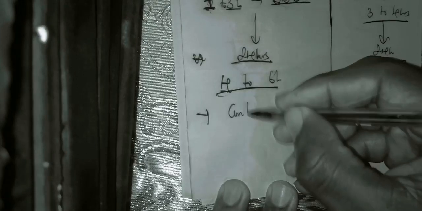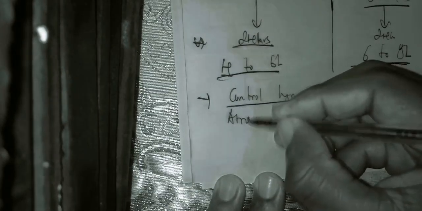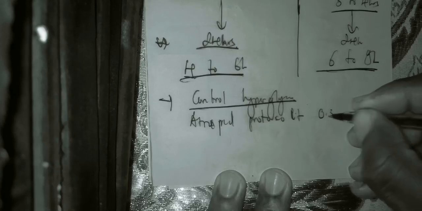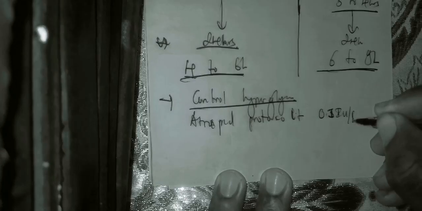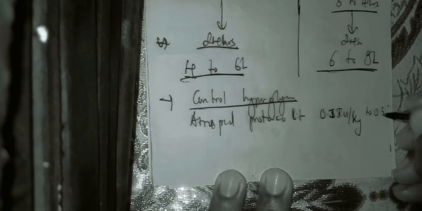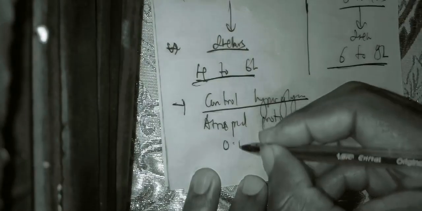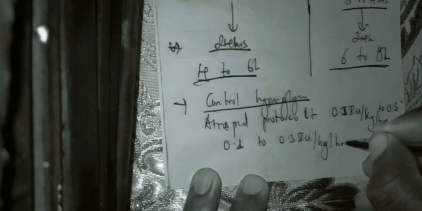Now, after the fluid rehydration, you need to control the glucose level to control hyperglycemia. To control the hyperglycemia, you now use the ATRAPID protocol, which is rapid insulin. The ATRAPID protocol is 0.1 to 0.3 international unit per kilogram per hour.